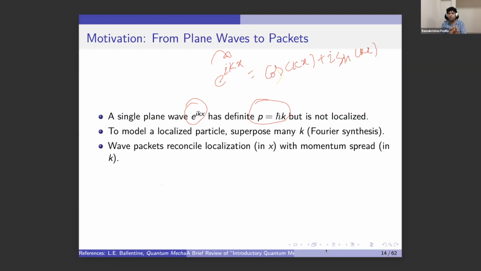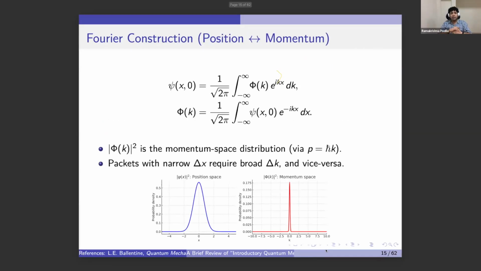To model a localized particle, obviously I cannot use a single k. The reason is, if I use a single k, the wave associated with a single k is e to the power ikx, which is spread out from minus infinity to plus infinity, right? So what we use is Fourier synthesis. That is, we combine multiple momenta to localize the particle. So this is how we could do it using Fourier transform.